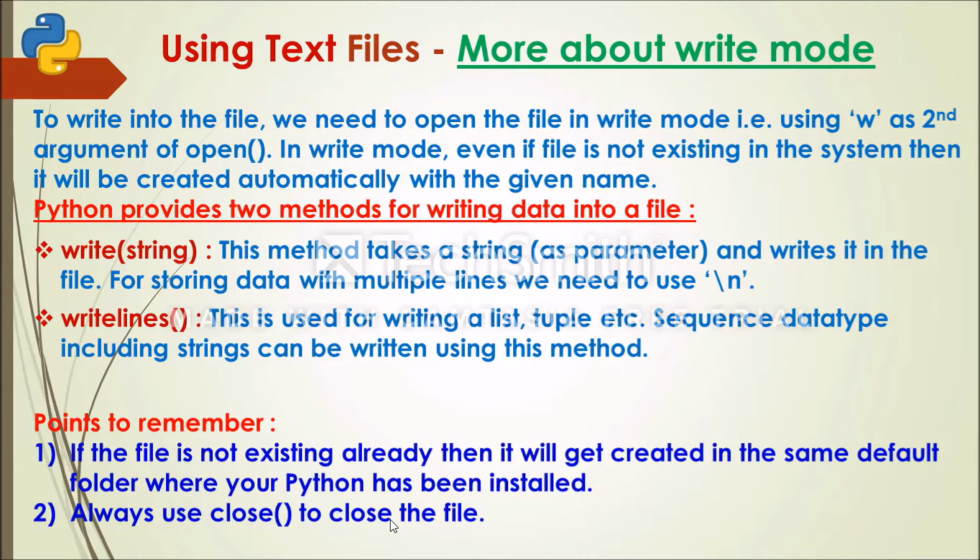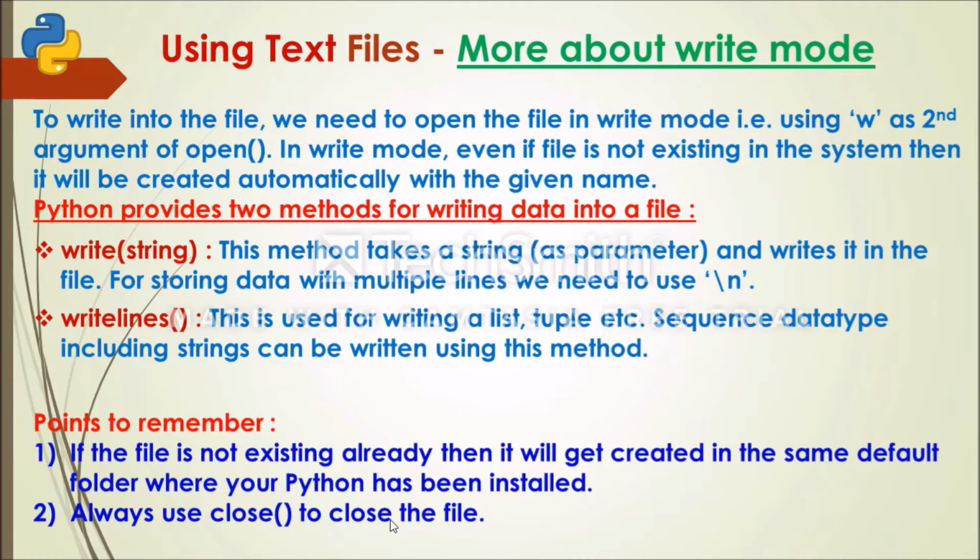To write into a file we need to open the file in write mode. This we all are aware of, using W as the second argument of open. Now in write mode, even if the file does not exist in the system, it will be created automatically with the given name of the file, right? Now Python provides two methods for writing data into a file. One is the write string method and another is the writelines method.